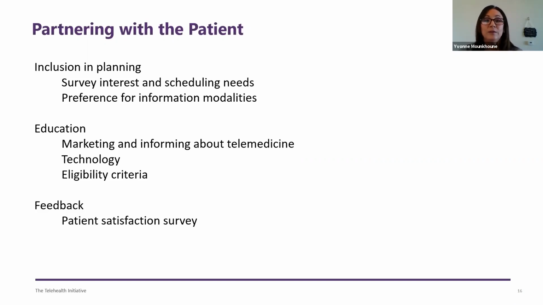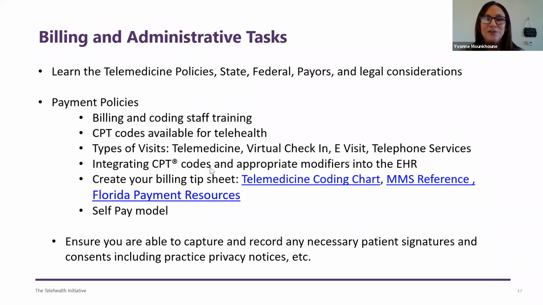Now, Bisant is going to take over, and she's going to start with some of those billing and administrative tasks. Can you guys hear me? Yes. Thank you, Vaughn, Shannon, and Stacy.